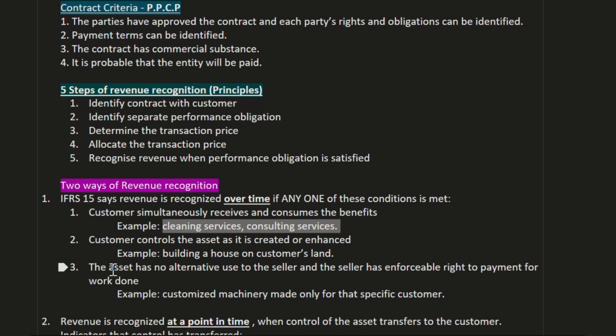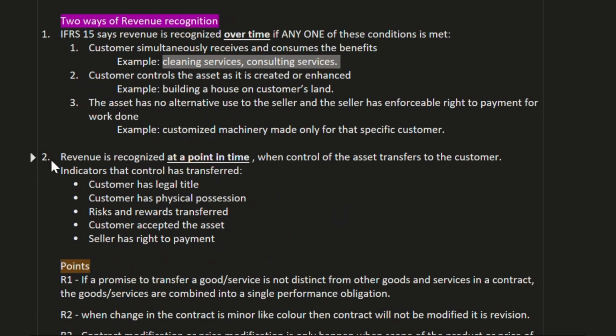Third and last one is the asset has no alternative use to the seller and the seller has an enforceable right to payment for work done. For example, customized machinery we made only for that specific customer. So in this scenario, we can recognize revenue over time.